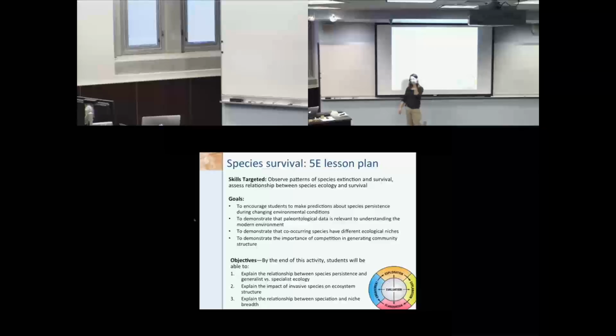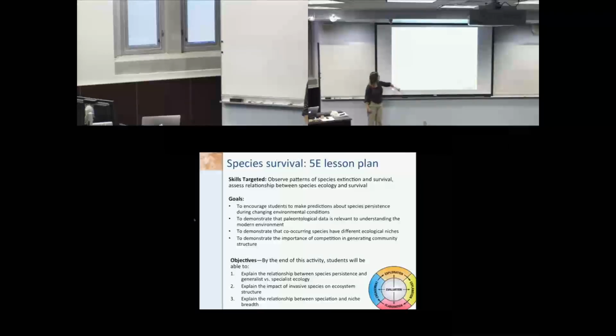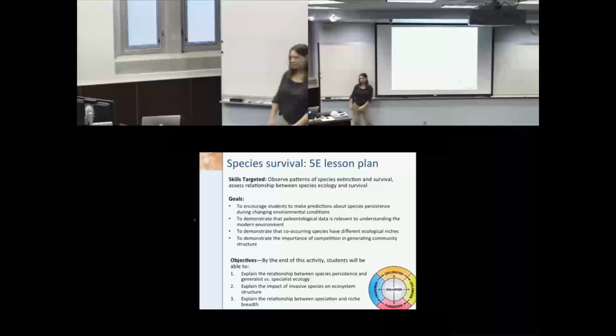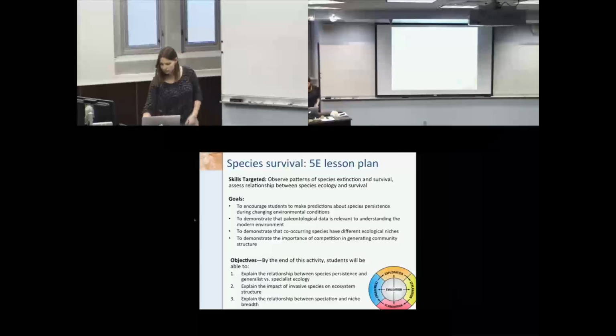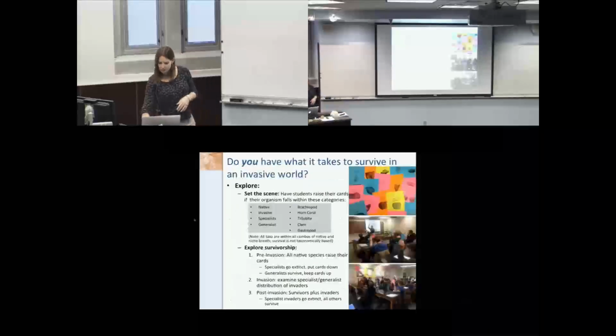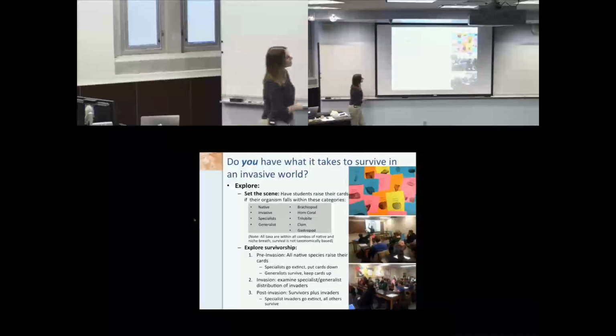And so this activity that we're going to work through is one where we actually look at kind of long-term impacts about invasive species, looking at the relationship between species persistence, whether they're specialists or generalists in their ecology, and the impact of invasive species on ecosystem structure and how that relates to speciation. So I have a lesson plan written down for this one too. But first of all, we can just explore by setting the scene.